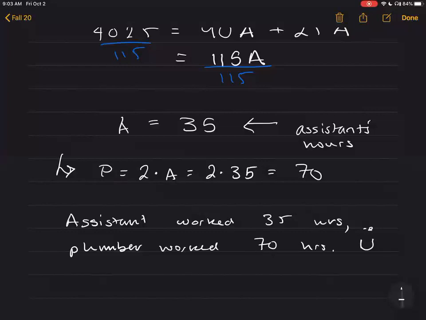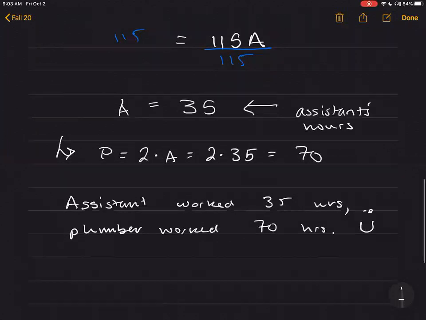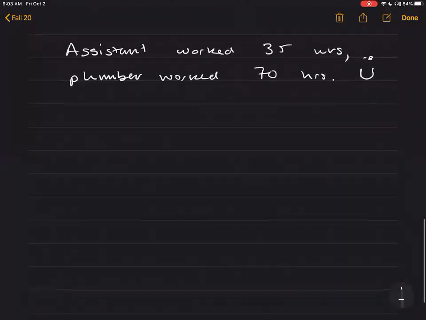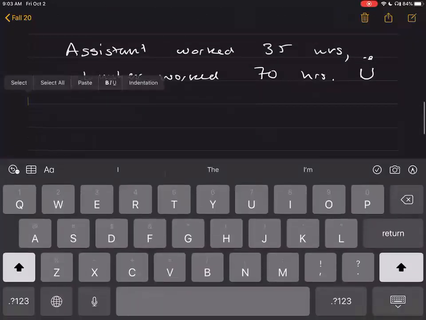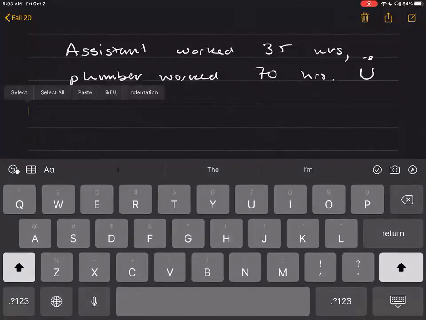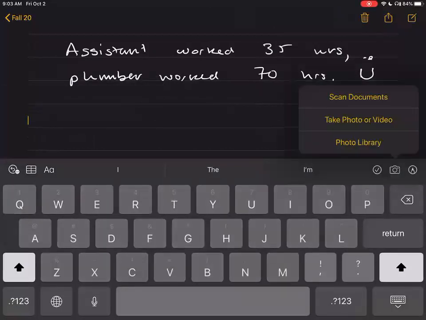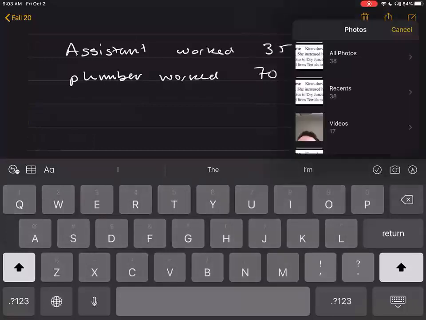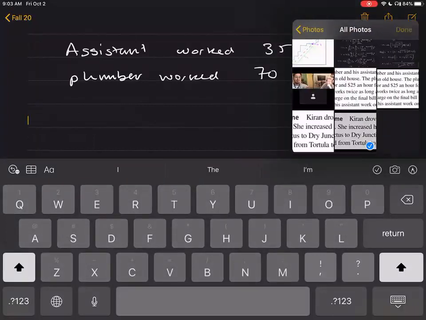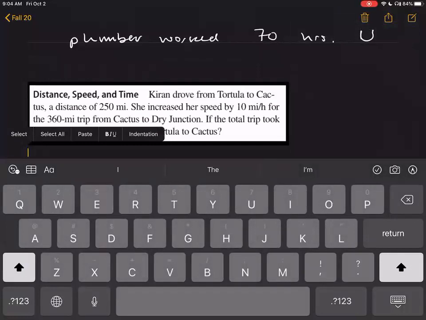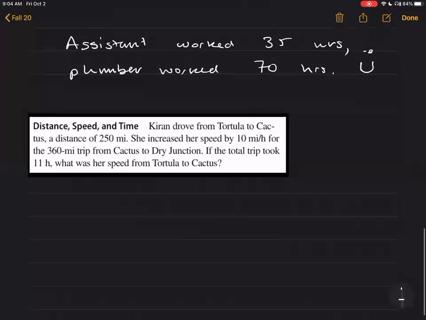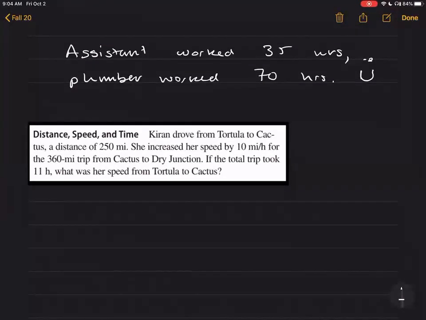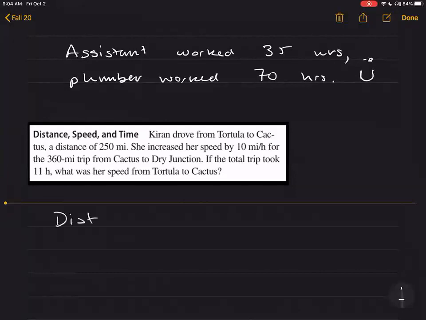Time needed for a job problems are usually pretty straightforward like this. So let's go ahead and look at a distance, speed, and time problem. Let's pull it up. There we go. Okay, so this one is distance, speed, time.